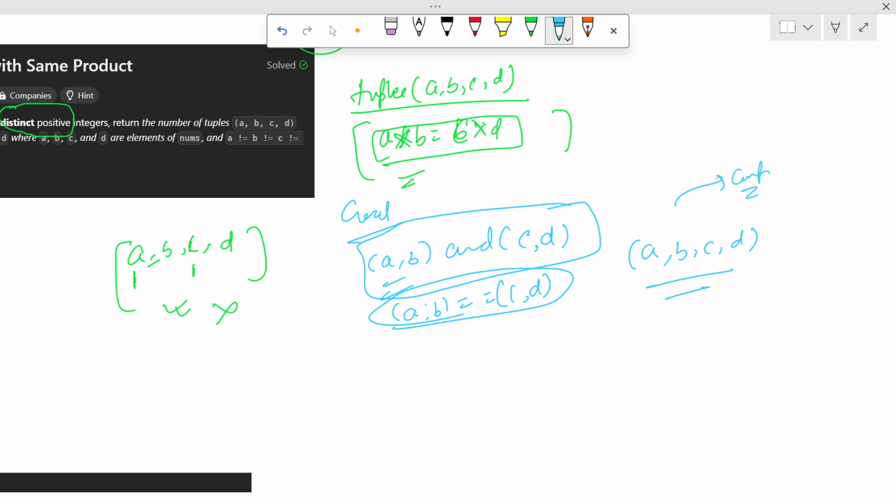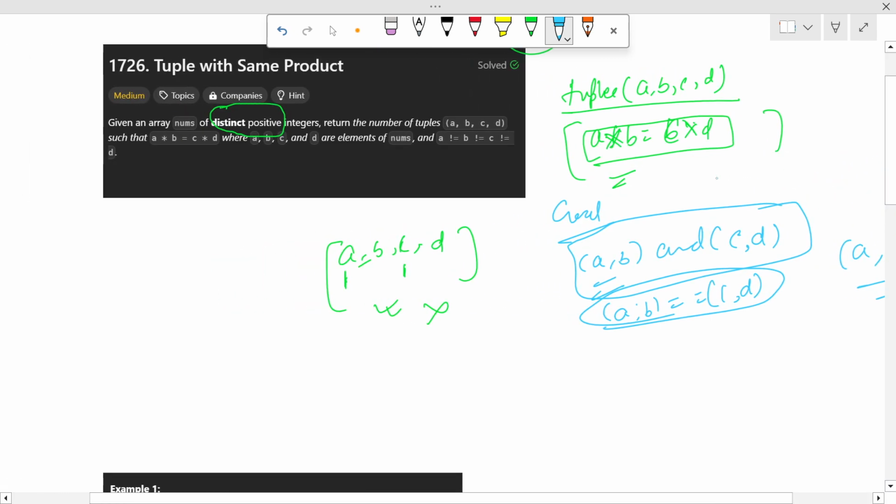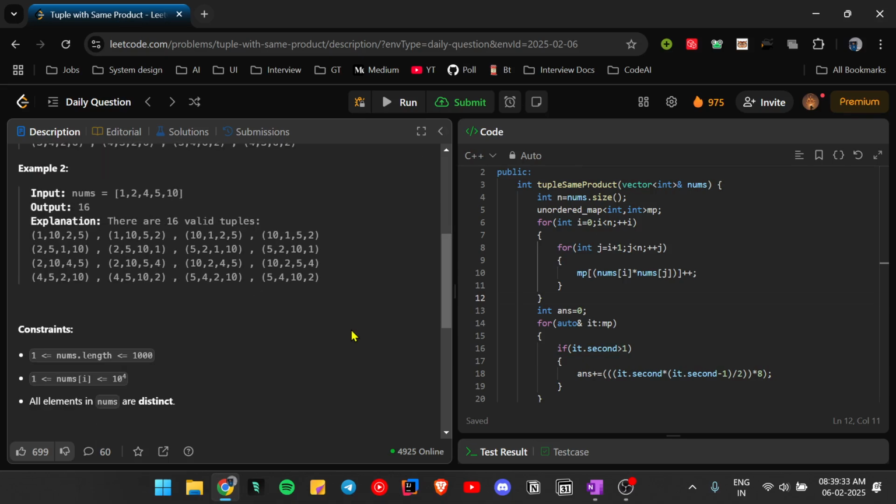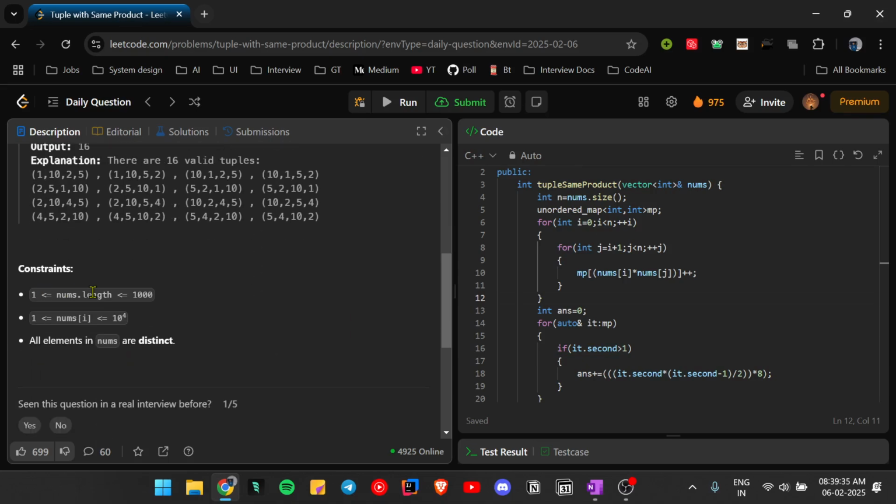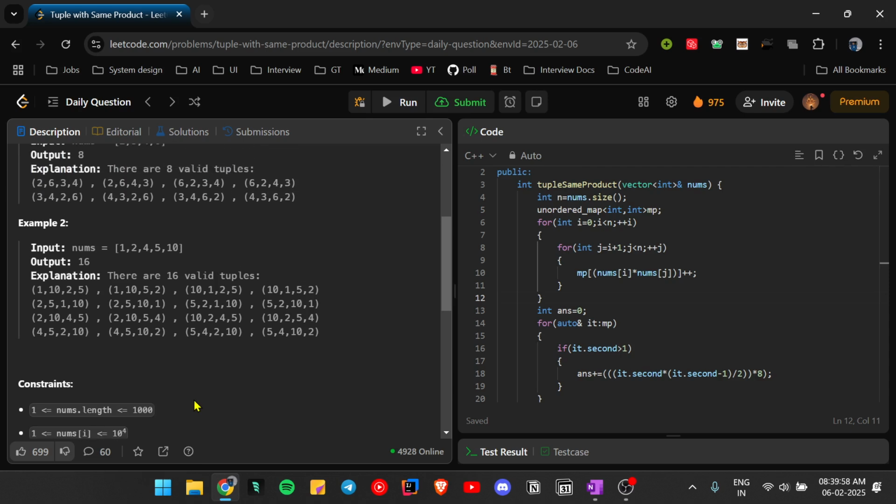Now the constraints given here: 1 less than or equal to nums.length less than or equal to 1000. It means the array is at most 1000 elements long, and 10 to the power 4 means each number in the array is at most 10,000. All elements in nums are distinct, which means no duplicate elements exist in our nums array.